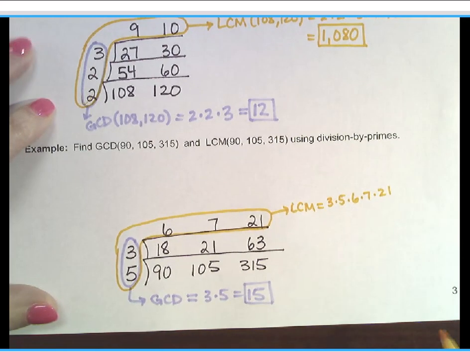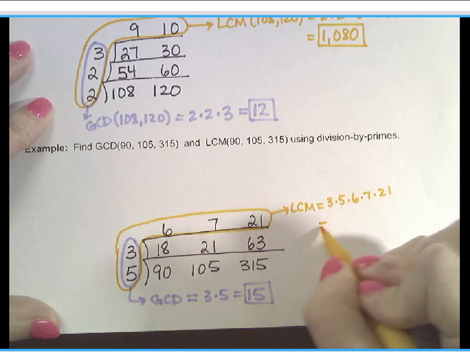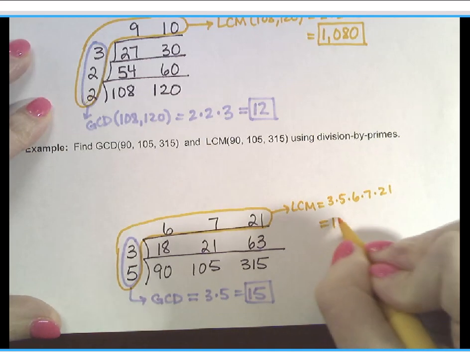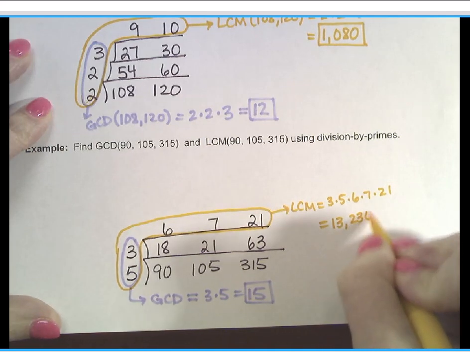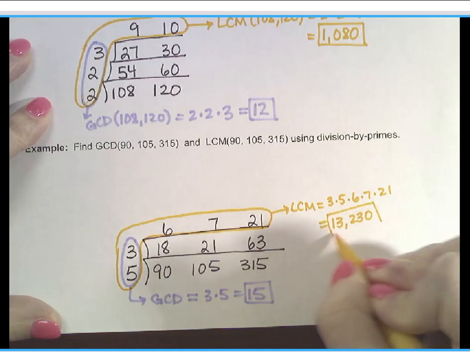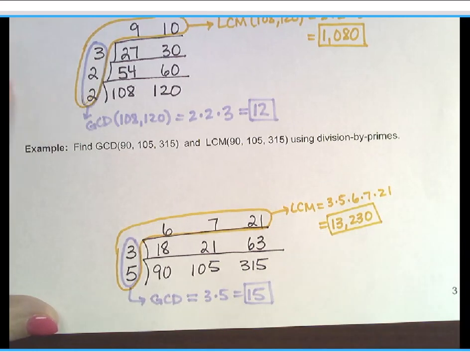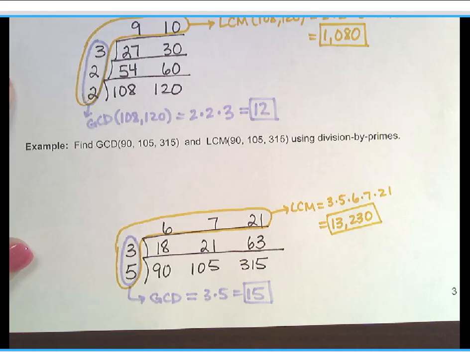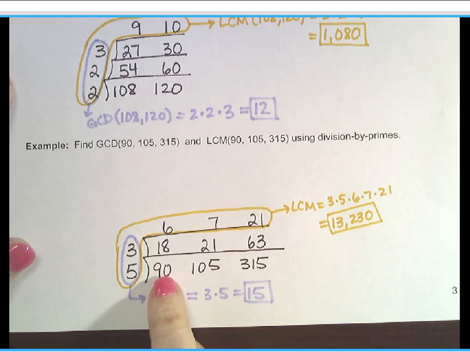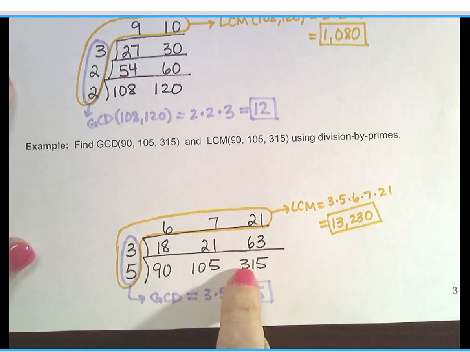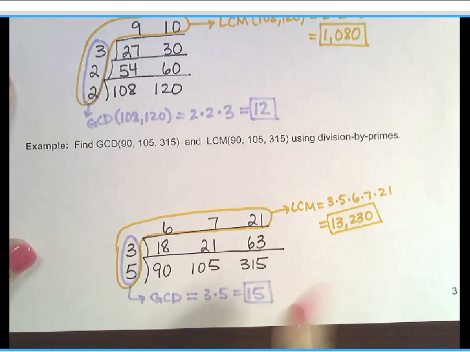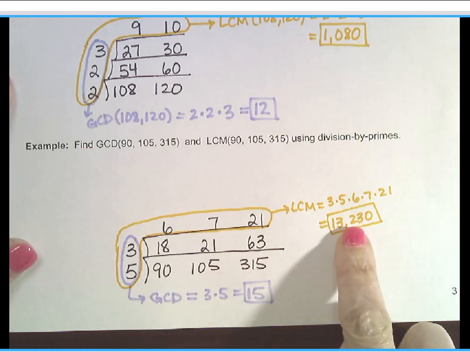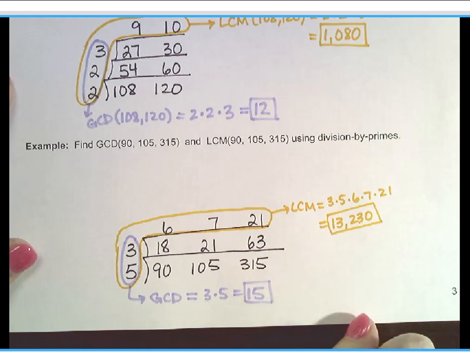Well, this just got really big, right? If you multiply all of that together, you get 13,230, which is another reason I really like this method, because it's the simplest, especially when you get LCM numbers that are really, really big. So what this is saying is the first time that 90, 105, and 315 meet up again, if you do multiples, is not until 13,230. So that is the division by primes method.